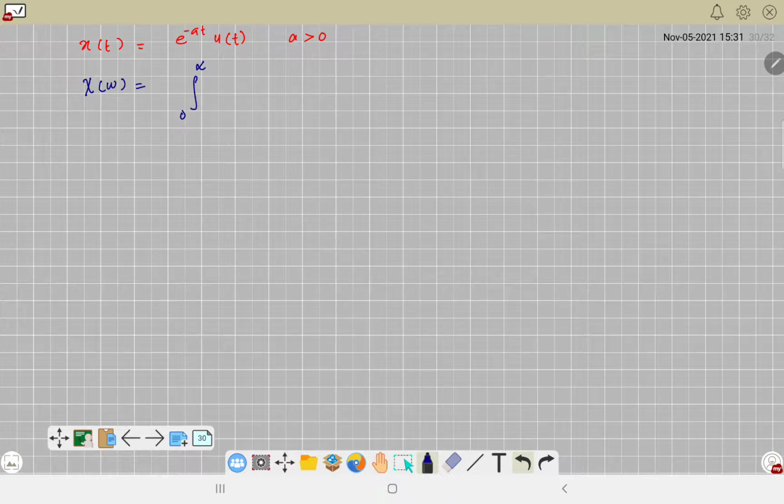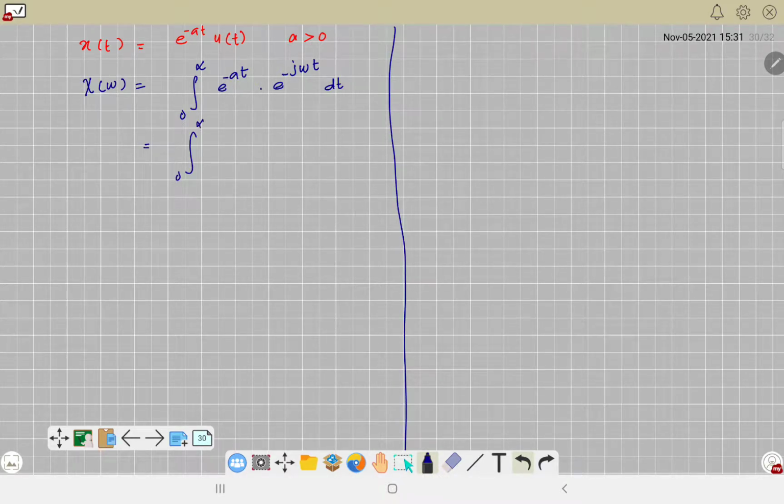From minus infinity to 0, u of t is 0, so we won't be including that as part of the integral. Then we have the signal e raised to the power minus a t, times the transform kernel e raised to the power minus j omega t dt. Then you can just simplify it. It is the integral from 0 to infinity of e raised to the power minus (a plus j omega) t dt. Right? And you can solve the integral.